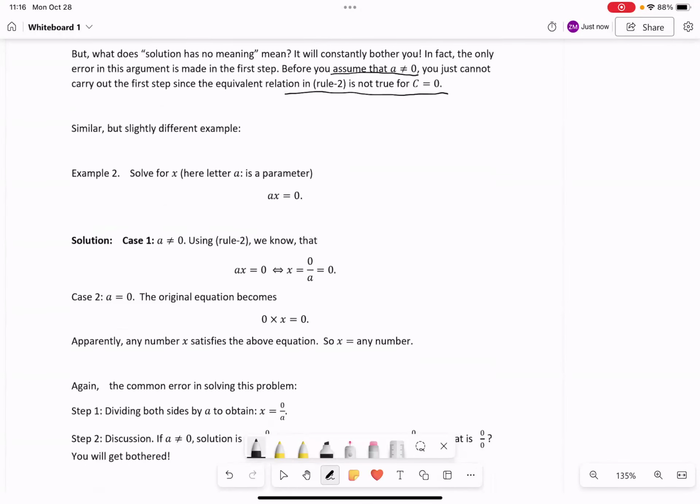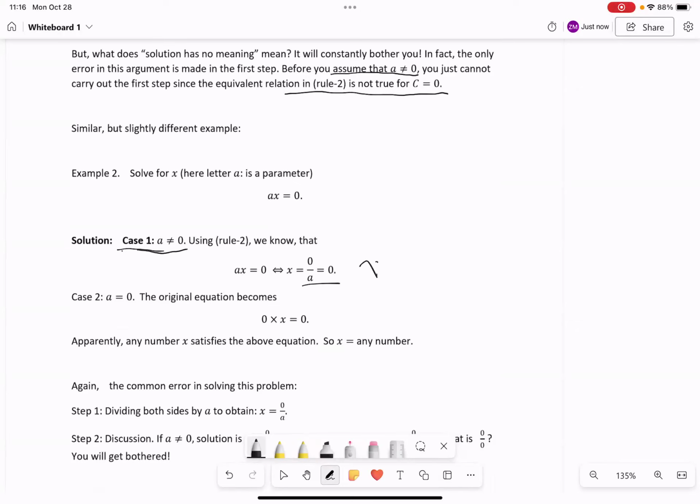Case one says that suppose a is not 0, then we can use rule 2. We can multiply both sides by a's reciprocal. We know ax equals 0 is equivalent to x equals 0 over a, or 0 times 1 over a, which is the same as 0. So therefore, if a is not 0, you get x equals 0.